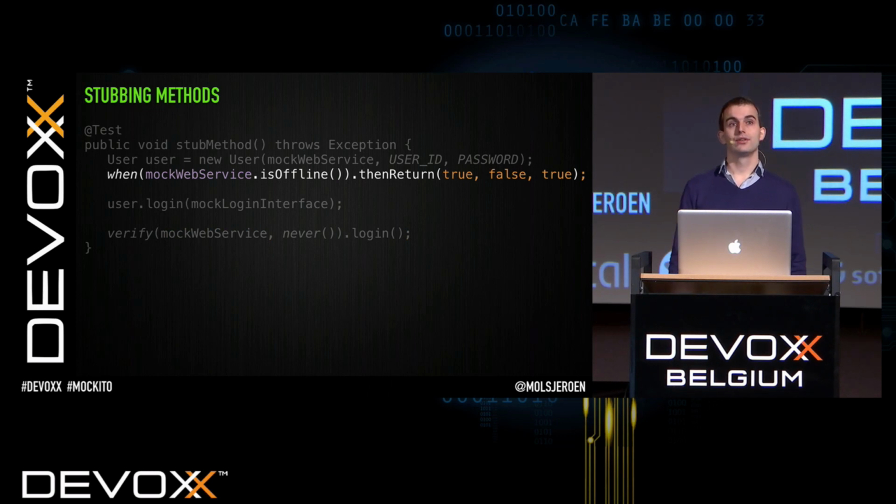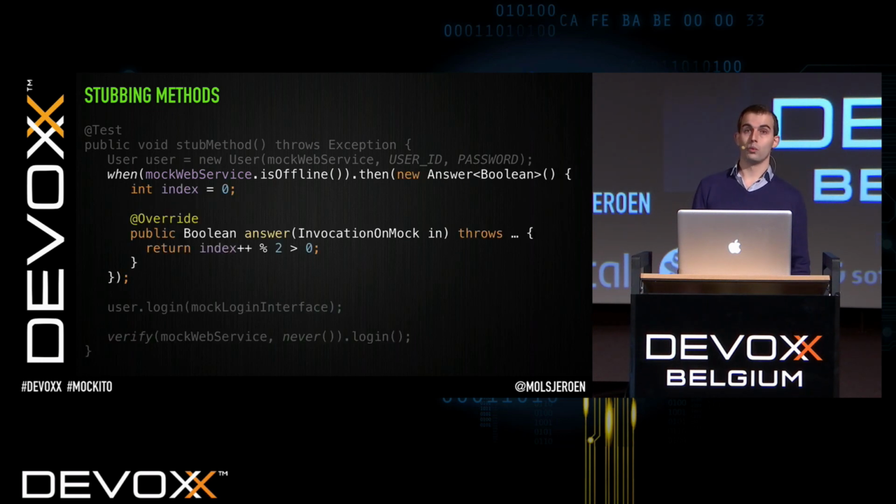You can't just stub one invocation of the method, you can also stub multiple invocations. So you could say, the first time this method is called, return true, second time false, and then all of the subsequent times true again. Or you could even say, hey, throw an exception. So have completely different behavior. Or you can even go wilder and specify a complete answer to be returned when the method is called.